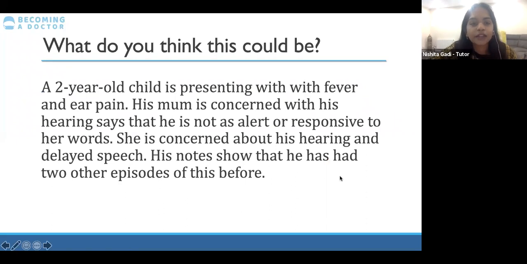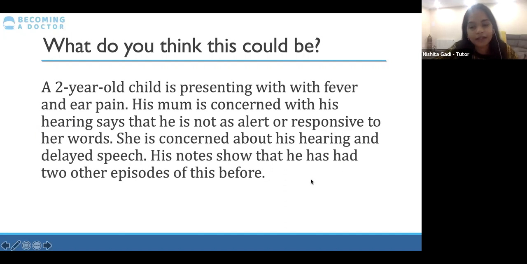Okay, so a 2-year-old child is presenting with fever and ear pain. His mum is concerned with his hearing and says that he is not as alert or responsive to her words. She's concerned about his hearing and delayed speech. His notes show that he has had 2 other episodes of this before. So what do you think it is?